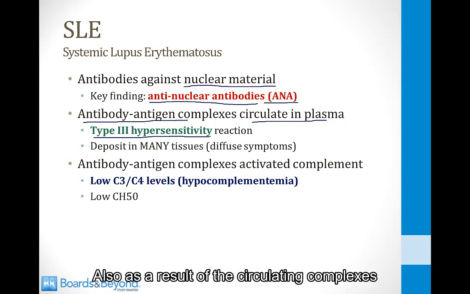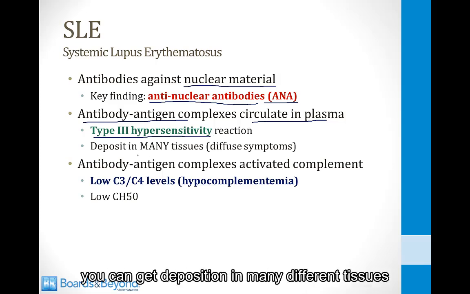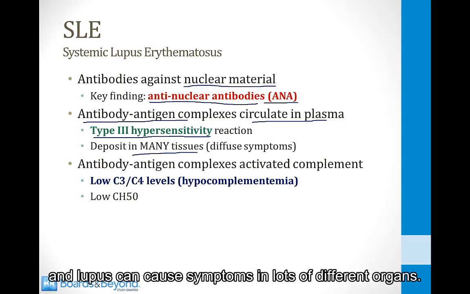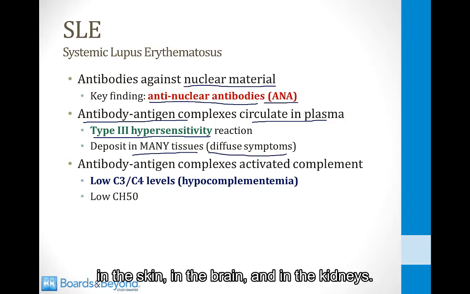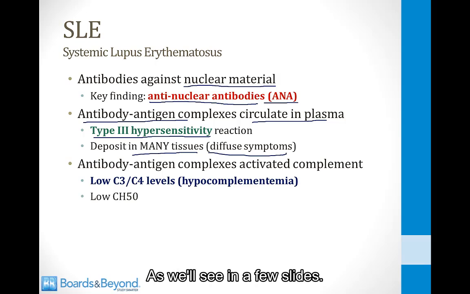Also, as a result of the circulating complexes, you can get deposition in many different tissues, and lupus can cause symptoms in lots of different organs. For example, you can have symptoms in the joints and the skin and the brain and the kidneys, as we'll see in a few slides.